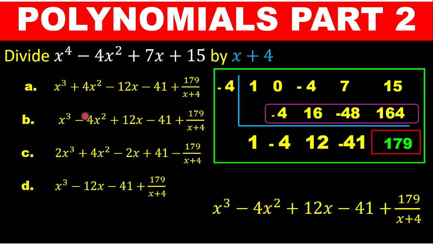Now we go through the possible answers and see which one of these tally with this. So you can see clearly this is minus 4. So can we pick this? x cubed minus 4x squared plus 12x minus 41 plus 179 over x plus 4. So definitely that is the correct answer. So the answer for this is option B.